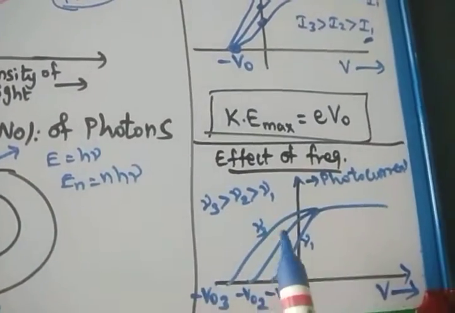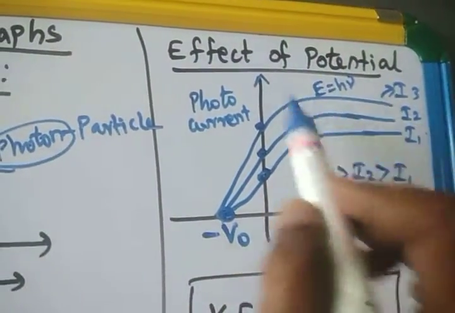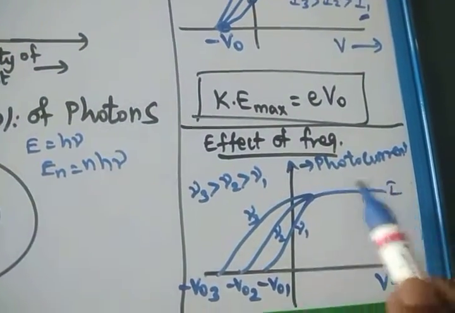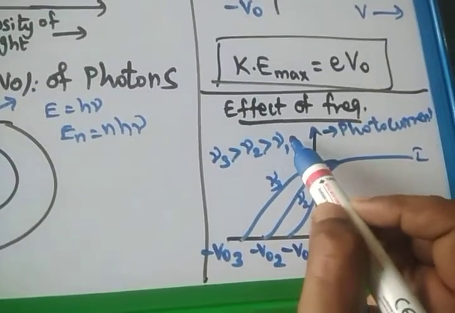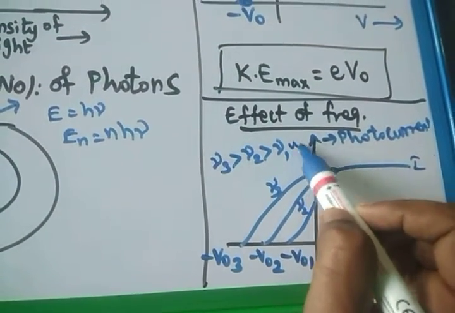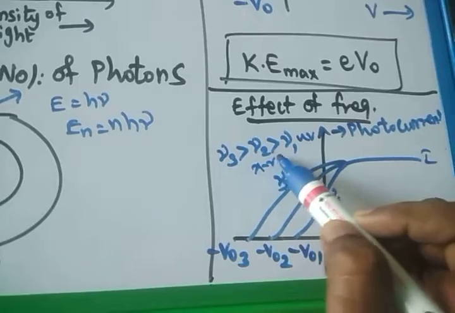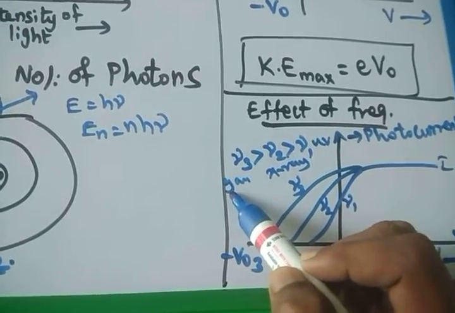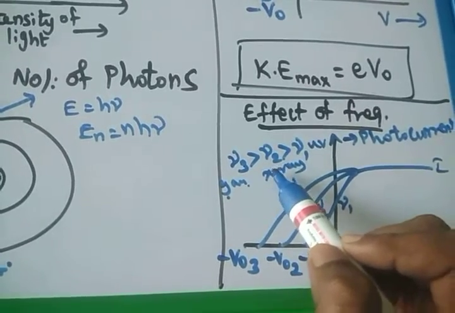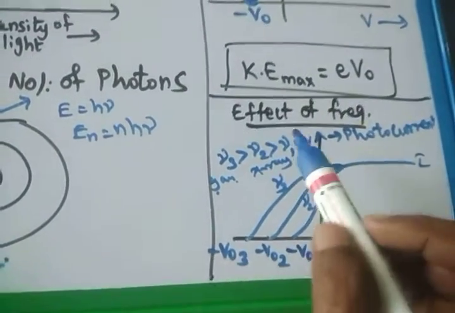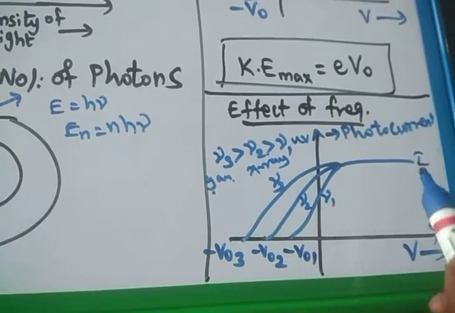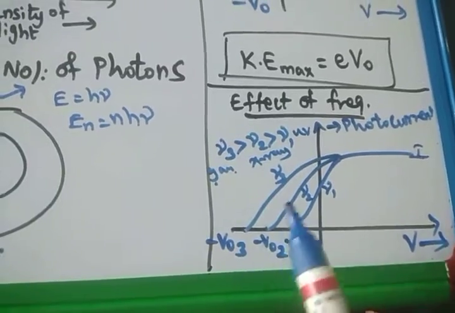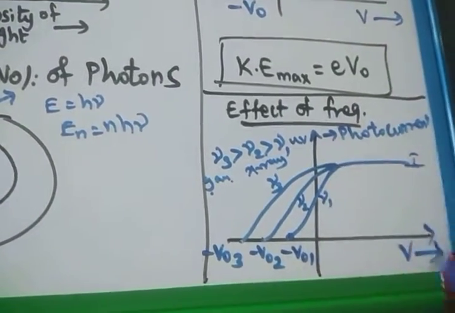Then the effect of frequency. In the previous case, the frequency is a single radiation with different intensities. Here, the same intensity but different radiations are used. So this may be a UV ray, nu2 may be an X-ray, or this may be a gamma ray. Definitely gamma ray has a higher frequency than X-ray, and X-ray has a higher frequency than UV ray. Initially the UV ray is passed with the same intensity. What will happen? It has a stopping potential at this point. When the X-ray is passed, what will happen? It has a higher frequency.